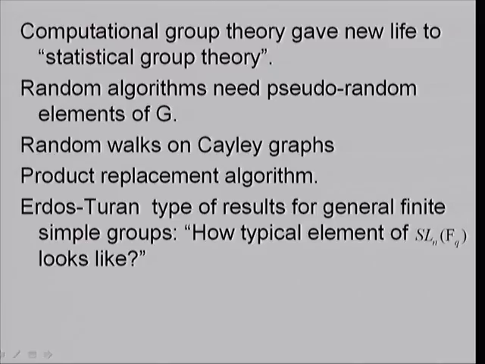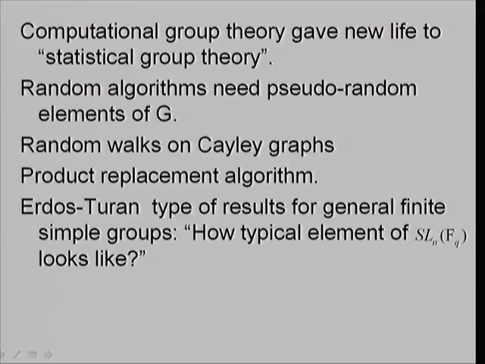But still I must mention at least that all this computational group theory really gave new life to statistical group theory. In computational group theory nowadays, especially when we do algorithms which require random elements of the group, it gives a new life to these types of questions, new problems. For example, random algorithms very often need pseudo-random elements of the group G, and there are various algorithms to generate pseudo-random elements. Well, you can generate them either by going along a random walk on the Cayley graph, and a lot of study, of course, is in this direction.